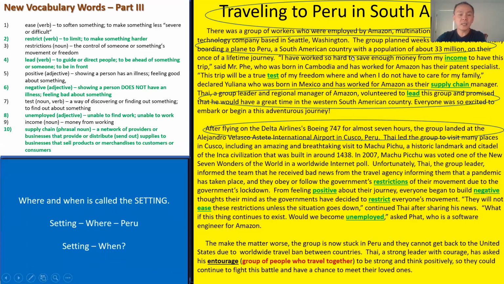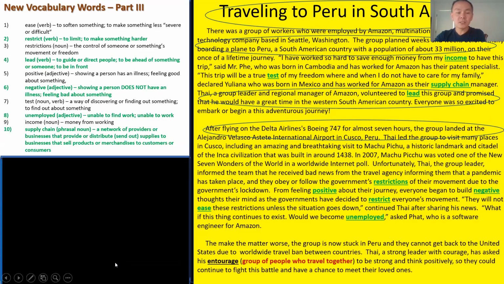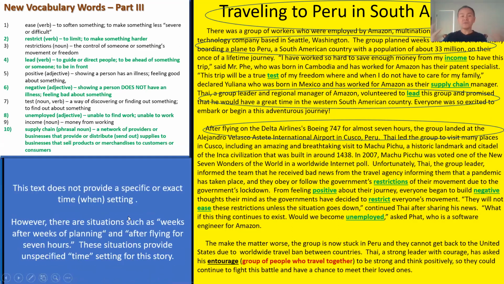These sentences indicate when and where the story takes place. When we talk about when and where the story takes place, this is called the setting. The setting is when and where. As you can tell, the setting takes place in Peru, and you can prove that in the title, in the first paragraph, and in the second paragraph. The setting can also talk about when. This text does not provide a specific or exact time. The narrator doesn't tell us that, okay?